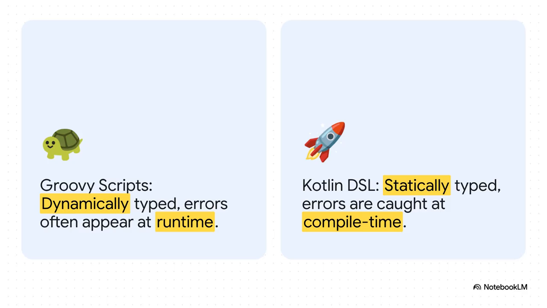Groovy is dynamically typed. What does that mean? It means a simple typo, something tiny, might not get caught until you're actually running the build, which wastes a ton of your time. Kotlin DSL, on the other hand, is statically typed, just like the rest of your app code. It finds those mistakes instantly, right there in your IDE before you even think about hitting run.